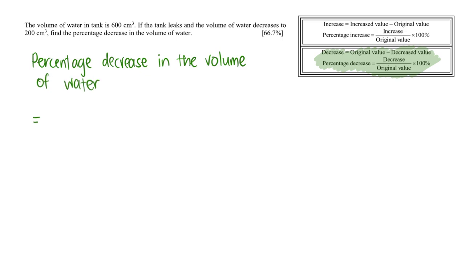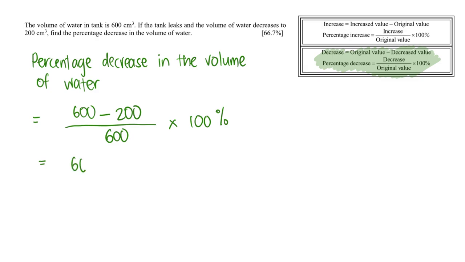Okay, so the decrease, just need to minus away this, divide by the original, times 100%, and this will give me 66.667%. This one is to 5 significant figures, 66.7% to 3 significant figures.